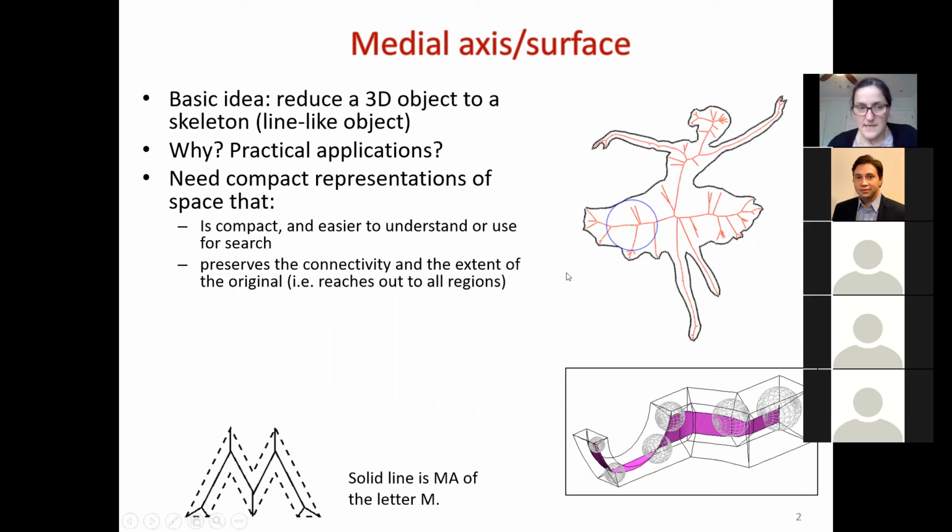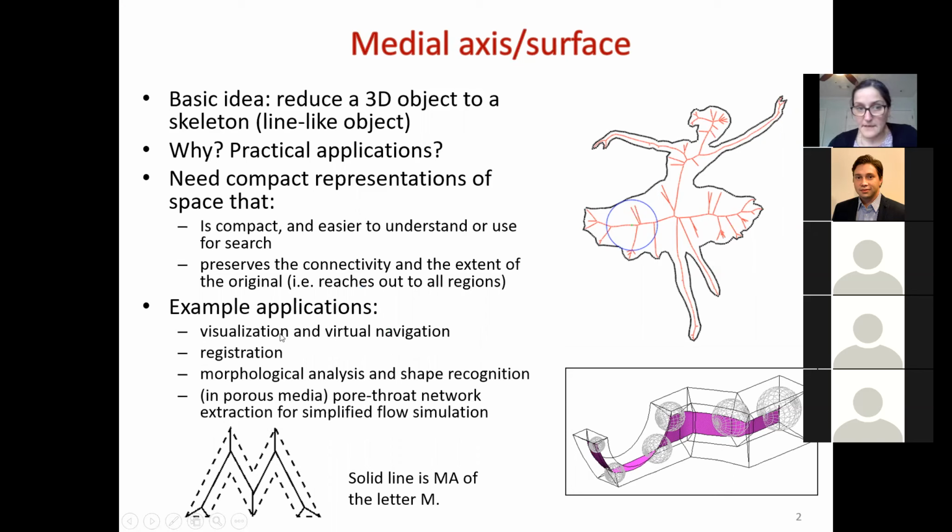Okay? So some example applications would be virtual navigation, visualization, registration of different objects to each other, right? As this lady moves, maybe we can actually reconstruct the movement way easier than we would with the full image of the dancer. And also shape recognition, right? And in porous media, the specific application is finding out the pore throat network of the pore space. And that enables a simplified flow simulation, and we're going to have a separate lecture on how that works.